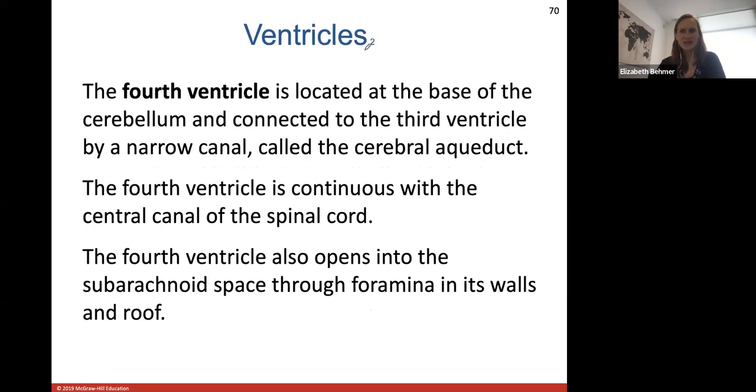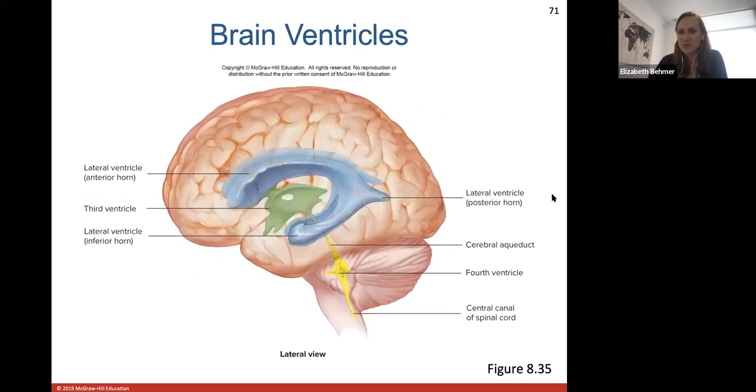The fourth ventricle then is located at the base of the cerebellum and connected to your third ventricle via a narrow canal called your cerebral aqueduct. And again, I'll show you a picture of this in the next slide. The fourth ventricle will be continuous with the central canal of the spinal cord, so that cerebrospinal fluid then flows down your spinal cord. Your fourth ventricle also opens into the subarachnoid space, the space below your arachnoid meninge layer, so that the cerebrospinal fluid also coats your brain and travels around the entire portion of your cerebrum as well.